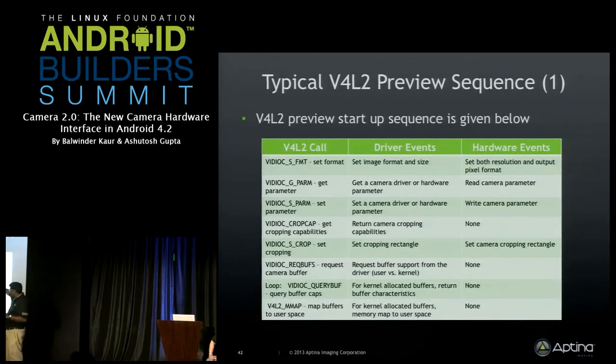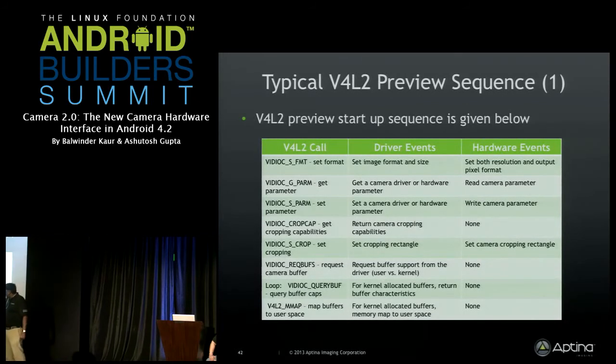And I guess cropping, if you want to crop the image, then you just set the cropper parameters, or it is optional, you can just leave it out. Then you do the request buffers. You need to tell V4L2 how many buffers you will be using, and what kind of video memory is available to the driver. Based on it, it will say whether your request can be completed or not.